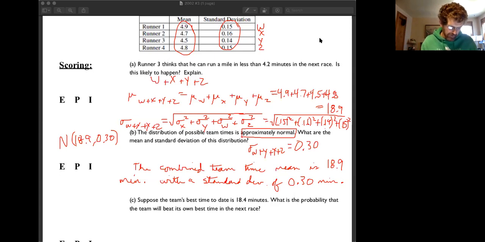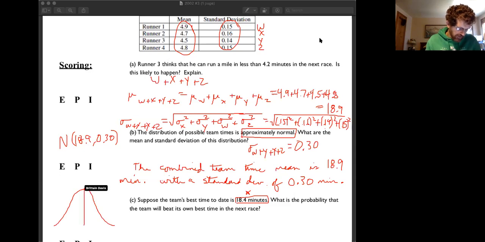But now we want to figure out this last question. Suppose the team's best time to date is 18.4 minutes. So that's going to be an important value here. That'll be kind of the X value that we're testing. What is the probability that the team will beat its own best time in the next race? So now this is where I want to draw my normal distribution, but now I'm working with the normal model that I already had written above, but I'll just write it again, 18.9, 0.30.